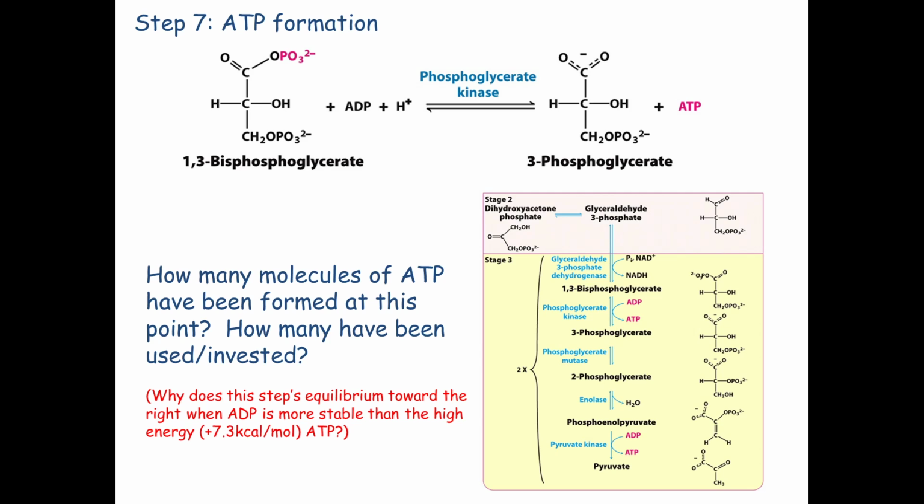Okay? So the other question I have at the bottom is similar to the last one I asked you. It says, why does the step's equilibrium go toward the right when ADP is more stable than ATP, clearly, by 7.3 kilocalories per mole? This has nothing to do with Le Chatelier's principle. Why does it prefer to the right over the left? And I know ADP is more stable than ATP.